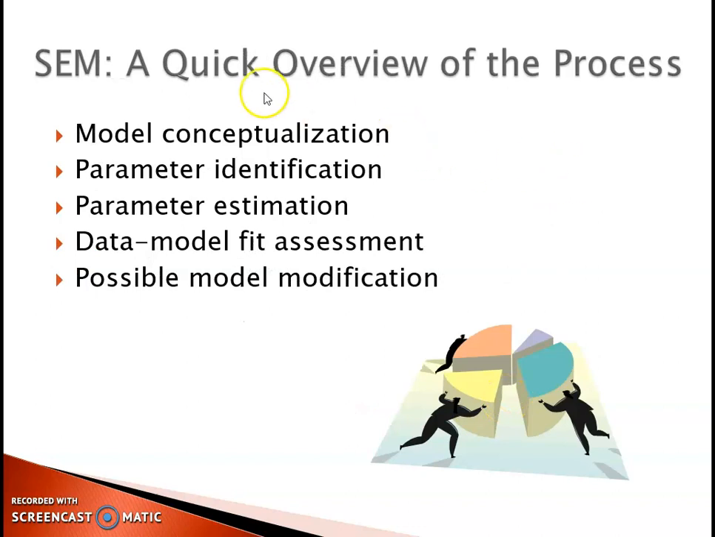All right, that is a quick overview of the SEM process. We start with model conceptualization. We identify the model parameters, then use the collected data to estimate the parameters. And with all the information, we can compare the observed matrix with the model-implied matrix, see how well the proposed model fits the real data. Okay, if necessary, we can modify the model to improve the fit indices.